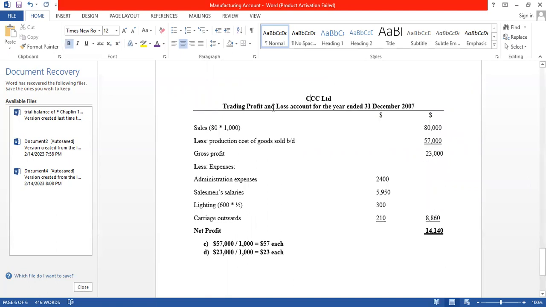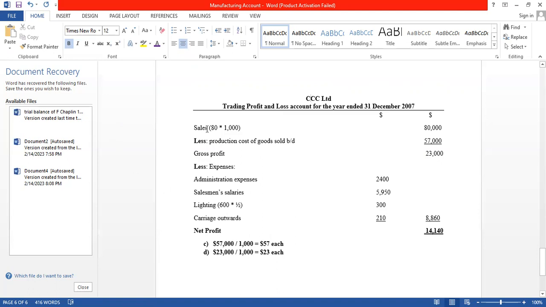So 3C Limited, trading profit and loss account for the year ended 31st December 2006. Notice I always put my headings. We have our dollar signs, and the format of the trading profit and loss account that you would have learned in grade 10 is as follows. Sales less production cost of goods sold equals gross profit, less expenses, and all these expenses are the ones that we find in the question, and then we will get to our net profit.